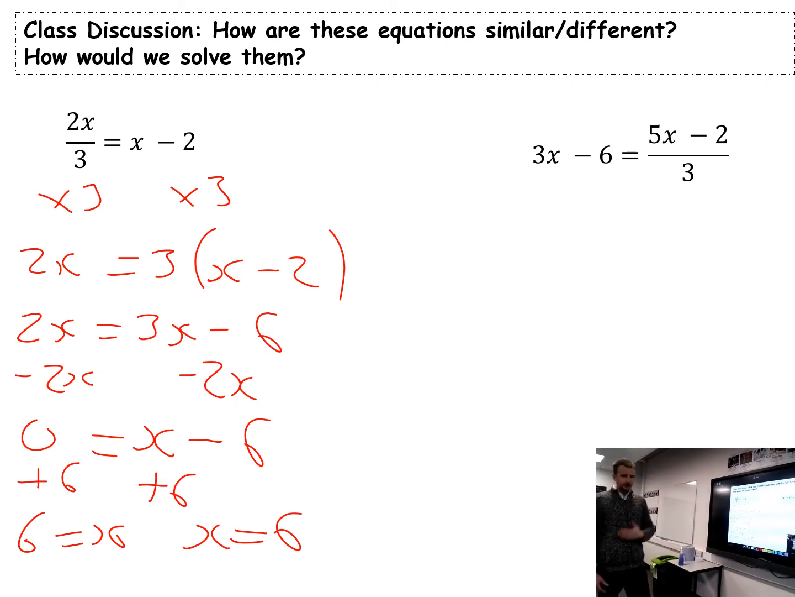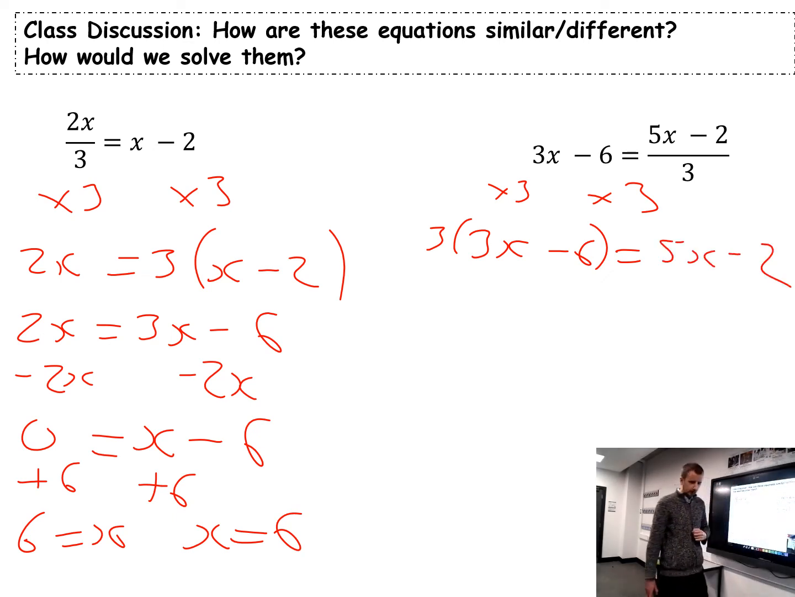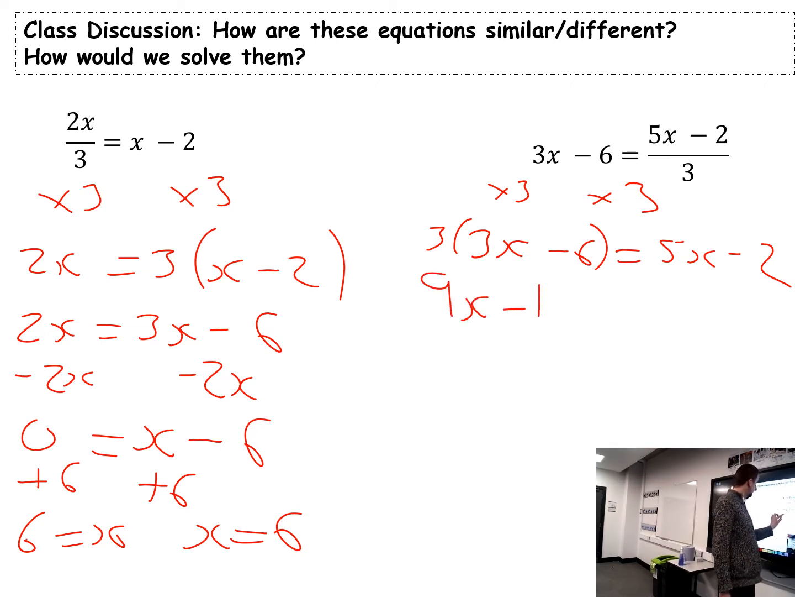Okay, second one, same idea. Let's get rid of these fractions. So we're dividing by 3, so the opposite is to multiply by 3. Okay, so we have 3 times 3x minus 6 is equal to 5x minus 2. Here we can expand the brackets, so we've got 9x minus 18 is equal to 5x minus 2.